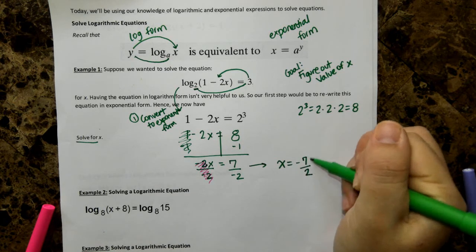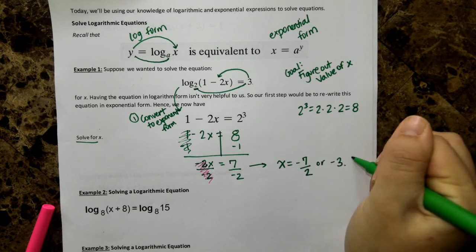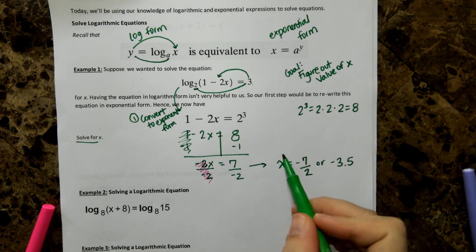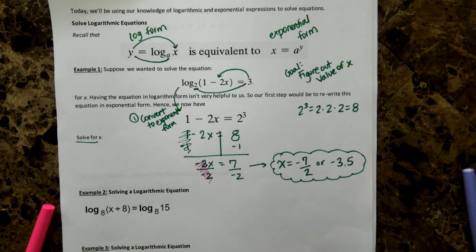If you want to leave it as a fraction, it's already simplified. Or you can write it as a decimal, negative 3.5, same thing. And there would be our answer. Okay.